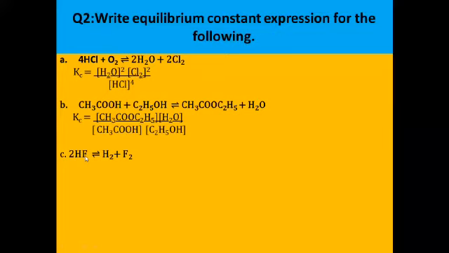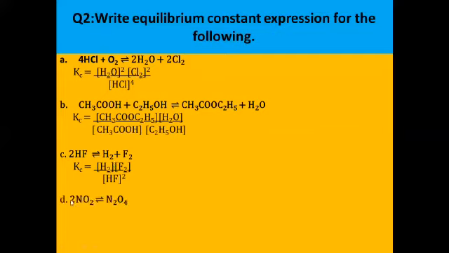The third example is hydrofluoric acid. 2 moles of hydrofluoric acid will decompose and form 1 mole of hydrogen gas and 1 mole of chlorine gas. For the Kc expression, again we write the active masses of the products in the numerator and the active mass of the reactant in the denominator, raised to the power of its coefficient, which is 2. The coefficients of hydrogen and chlorine are 1 and 1, so there is no need to mention 1 as a power.